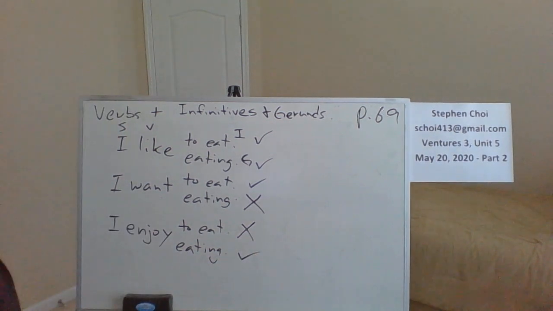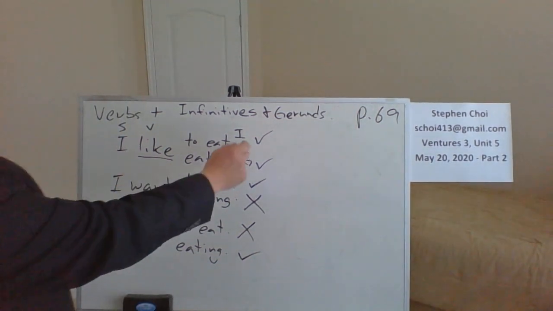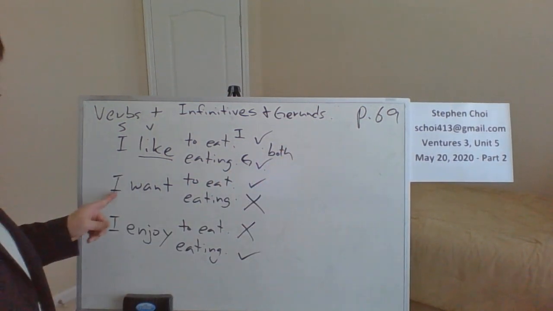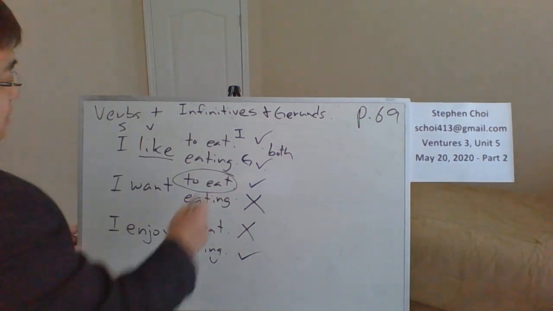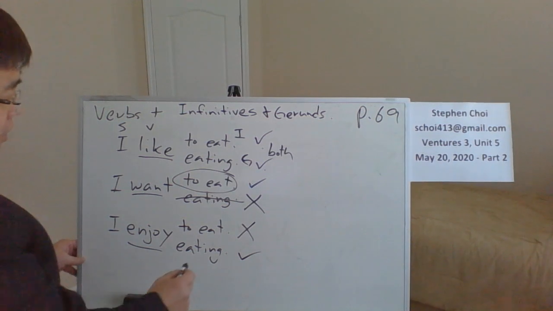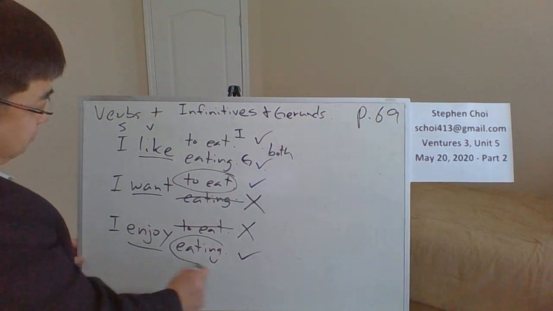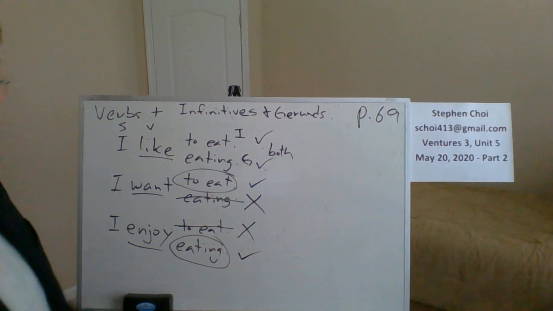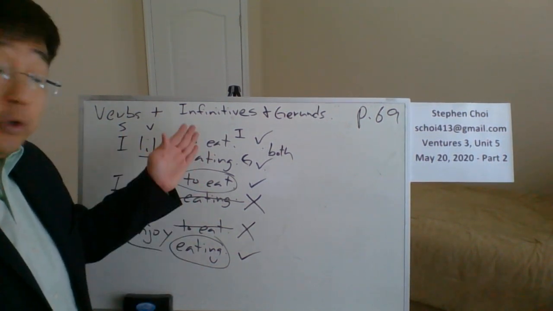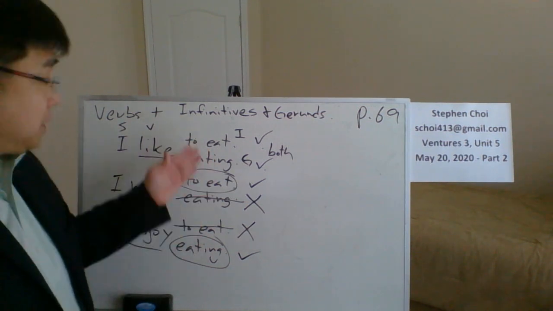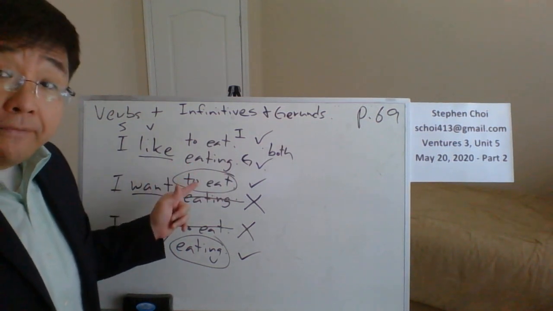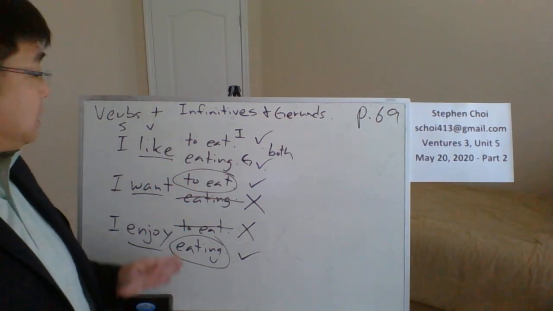So with the verb like, you can use both. With the word want, only the infinitive and not the gerund. And with the word enjoy, not the infinitive, but the gerund. So it depends on the verb. Sometimes you can use them as a direct object. These are all nouns here. You can use both, or only infinitives, or only gerunds. It depends on the verbs.